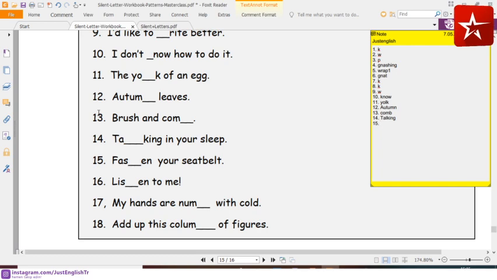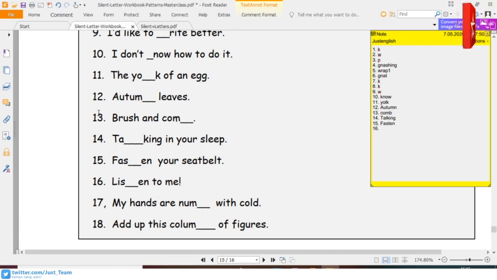And number 15. Your seatbelt. For example, when you get into the car, in order to protect yourself from any possible accident, you must fasten your seatbelt. It's not a should, you must. T is missed in this word. Thank you for your correct answers. T is a correct letter for number 15. Fasten, okay? Great.